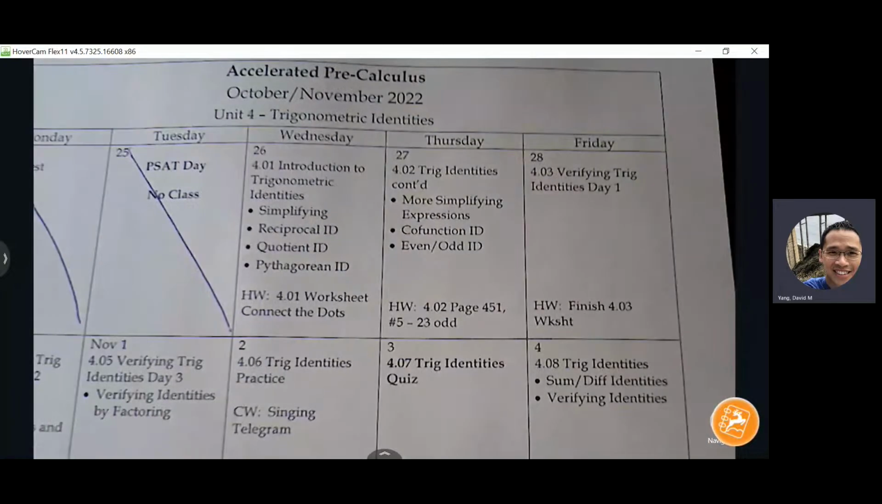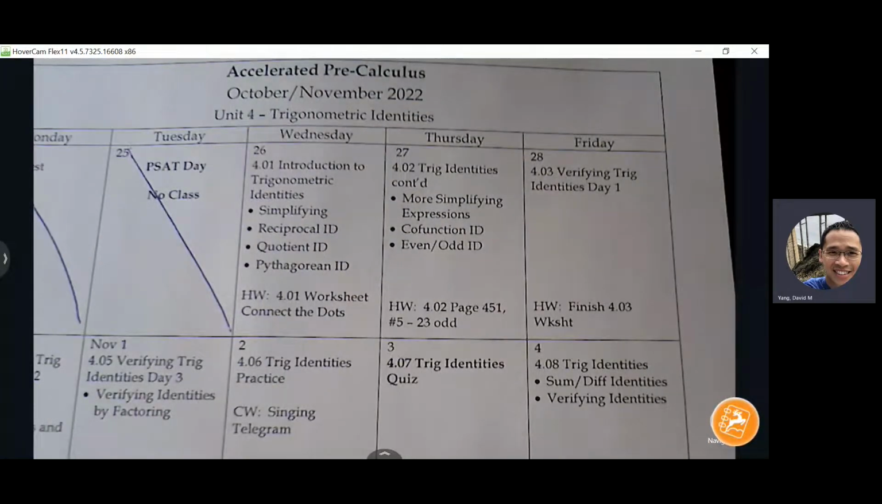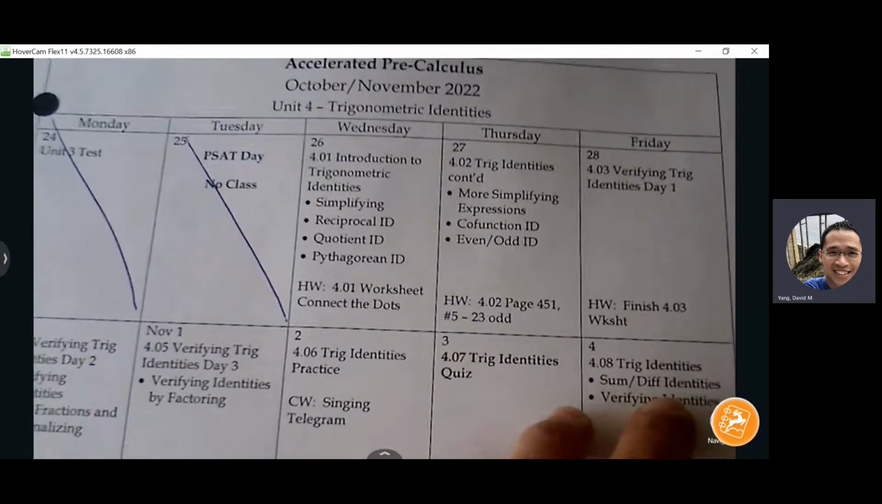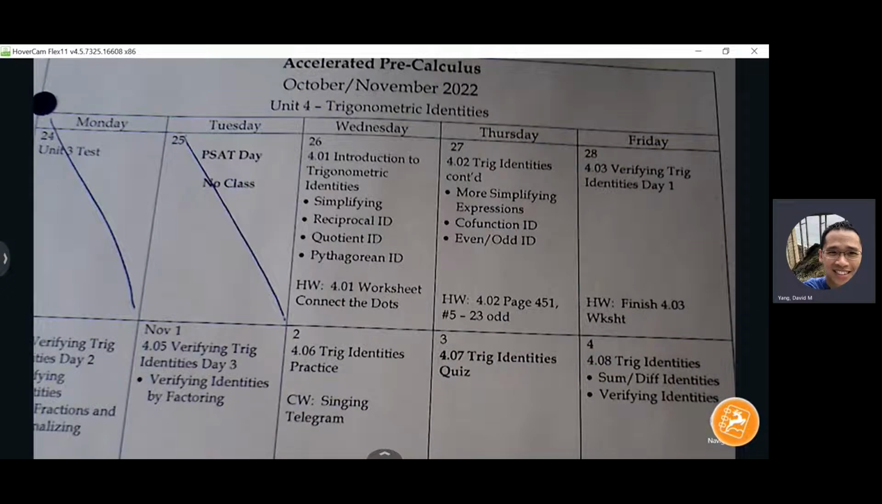We're going to start with trig identities. We're going to be basically working through these identities. This is the last unit of this semester, but it's a long unit. We're going to split it into two sections, so we'll have a test over both sections, but this unit 4 will take us to the end of the semester.